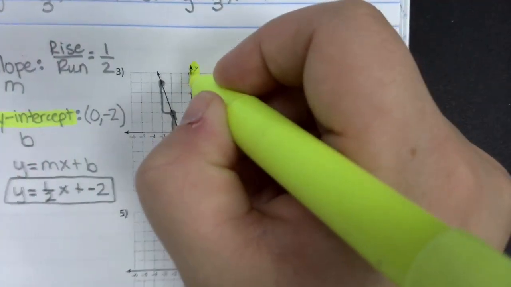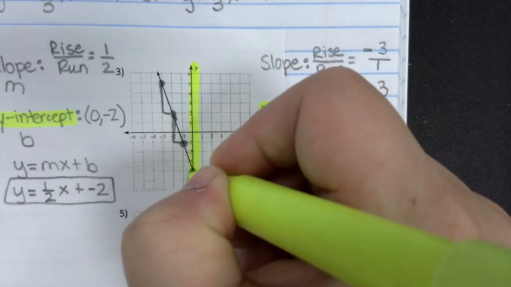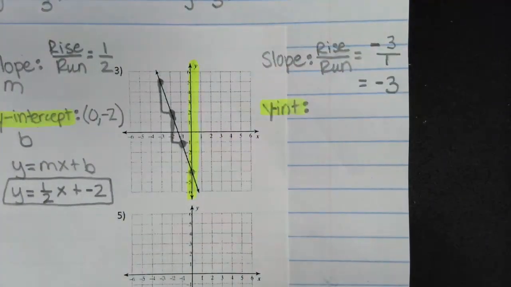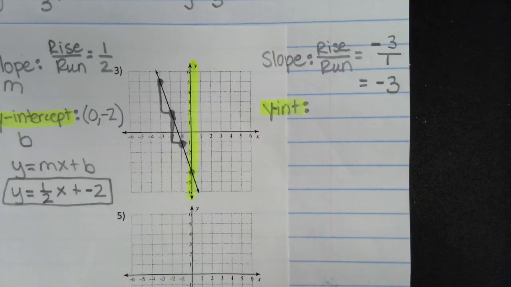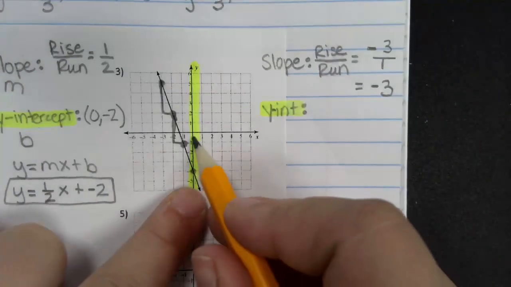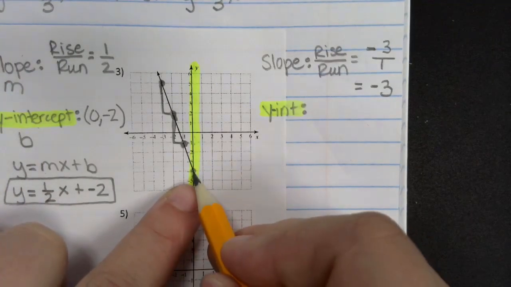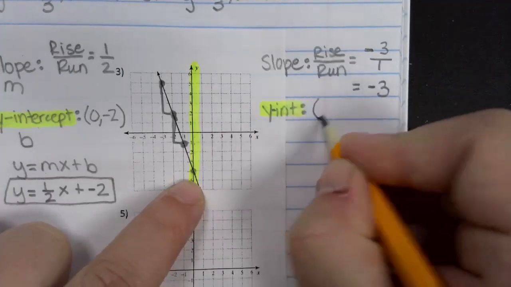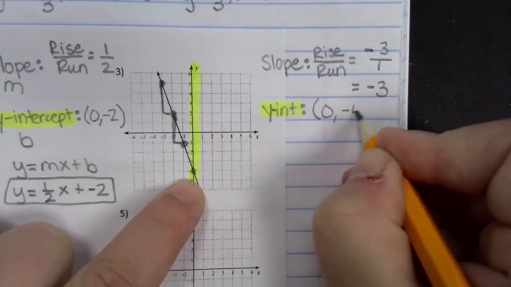All right, and our y-intercept goes up and down here. It's on that y-axis, so I want to see where they cross. Where do they meet? -4. Yep, -4. So our y-intercept is (0, -4).